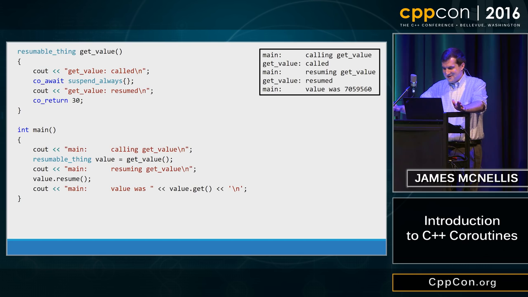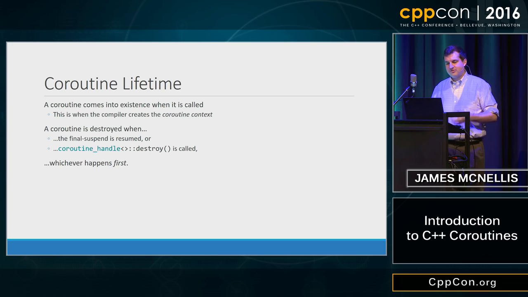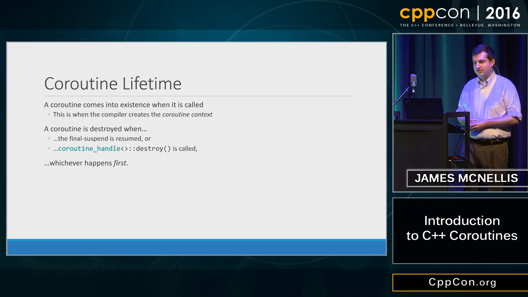Okay, so what happened here? Well, we have to look at the coroutine lifetime. So a coroutine comes into existence when it's called. This is when the compiler creates the coroutine context, as we've seen. And then it's destroyed when either the final suspend is resumed or when you call destroy on the coroutine handle, whichever happens first.